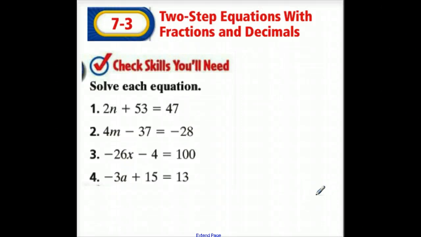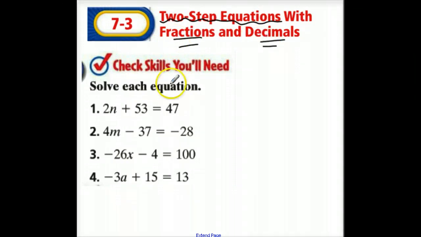Lesson 7-3 is titled Two-Step Equations with Fractions and Decimals. As we learn this lesson, nothing is going to change about how we solve two-step equations. However, because we're working with fractions and decimals, there are a couple of things that we want to remember.